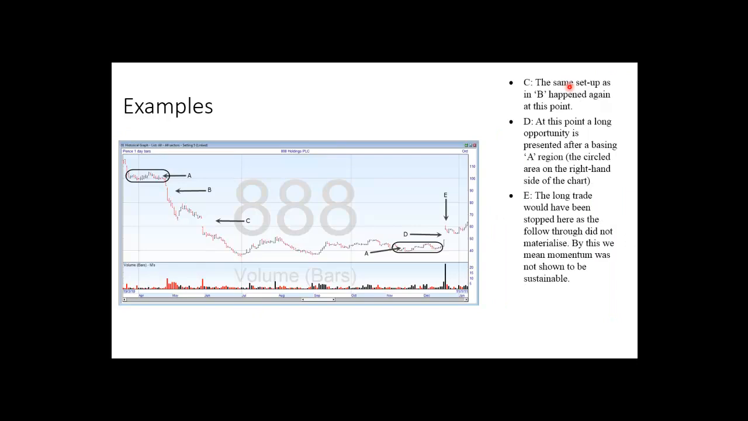So, point C. The same setup as in B happened again at this point, a base, then a break lower. At point D, a long opportunity is presented after basing at region A, the circled area on the right-hand side. At point E, the long trade would have been stopped here as the follow-through did not materialize. You just didn't see the follow-through. By this, we mean the momentum was not shown to be sustainable.